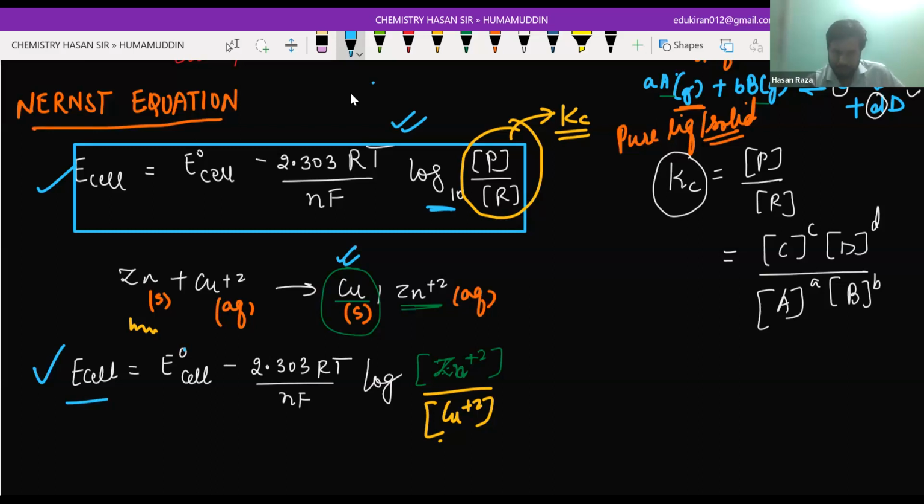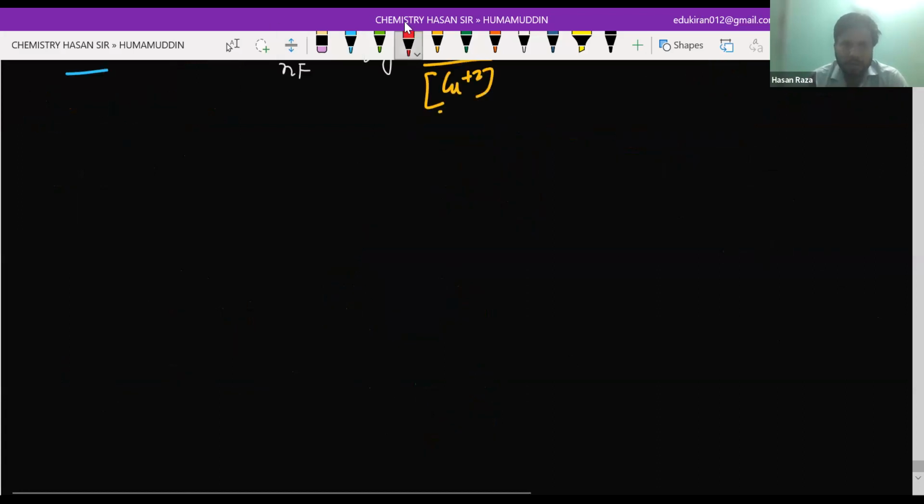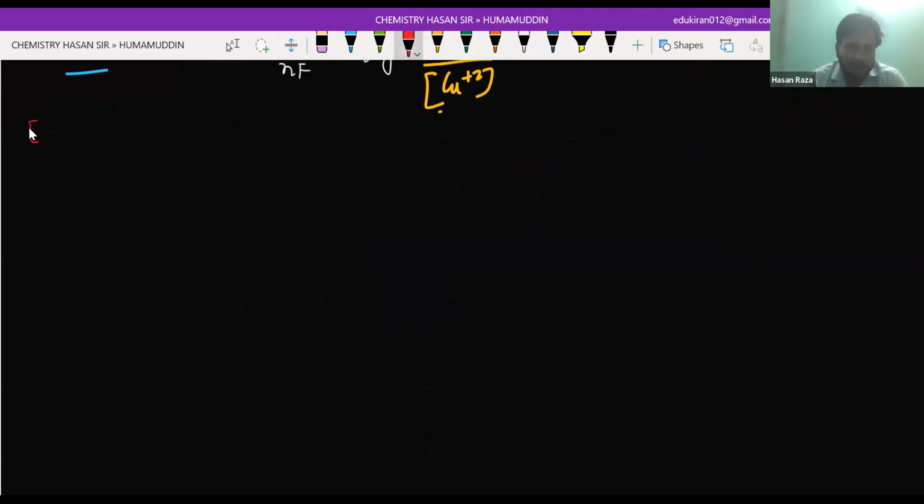Yes, sir. I'm going to write whatever this represents. R is the gas constant, T is temperature, N is the number of electrons transferred, F is Faraday's constant, everything. Are you done with this? Yes, sir. Okay. Now see, I'm going to write all this. There is E, then there is R, there was T, there is N, there is F, there is P, like this. Anything else? Yeah.